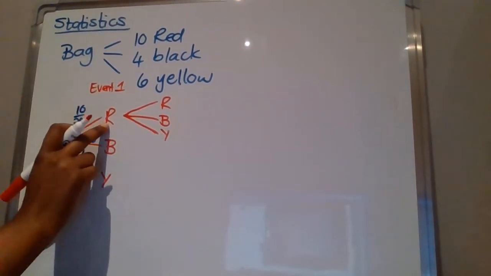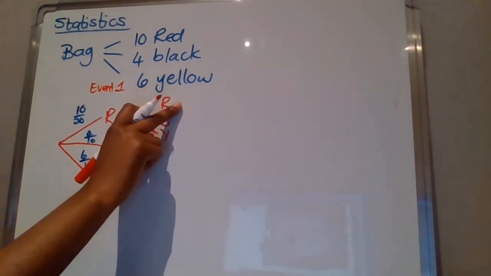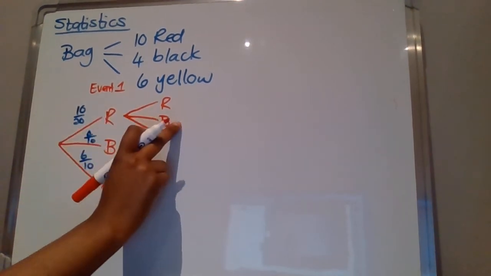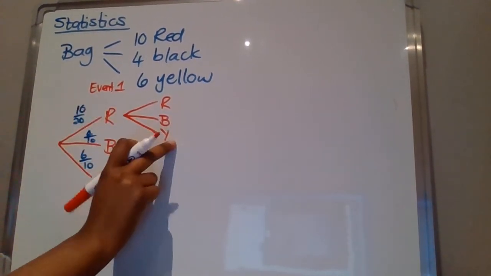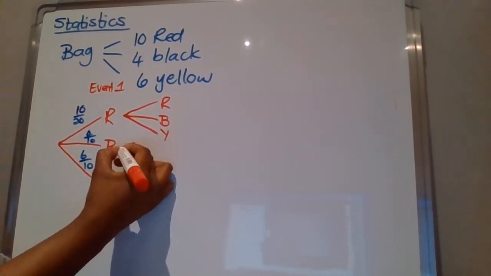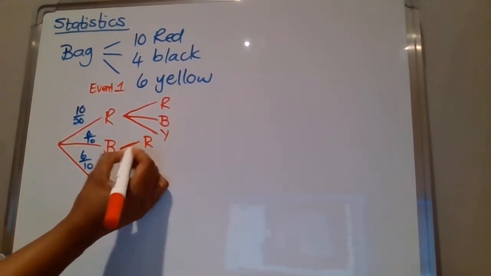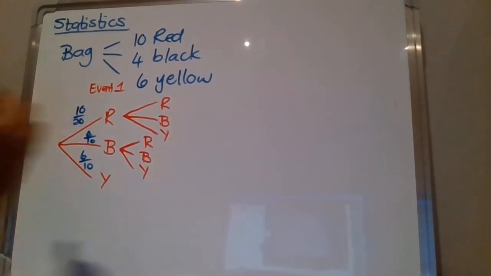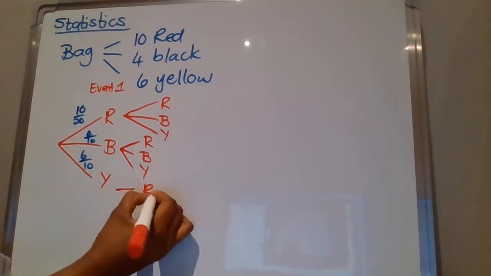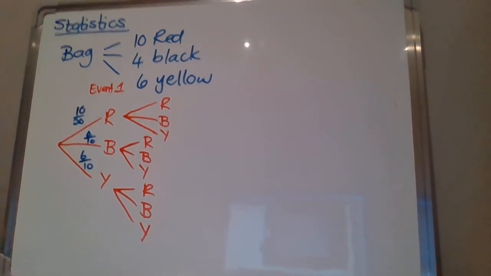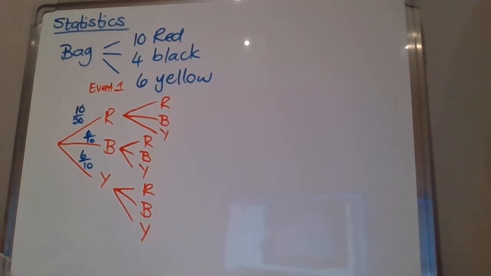So I can have a combination where I pick the red ball and then the second time I pick another red ball. Or I pick a red ball the first time, the second time I pick a black ball. Or I pick a red and then the second time I take a yellow ball. So the same thing is going to happen here when I take a black ball. I can either get a red in my second one, or I can get a black, or I can get a yellow. Okay. And then even here as well, I can get red, I can get black, and I can get yellow. Okay. So normally these probabilities, you would write them on the line. It's just that I don't have space.